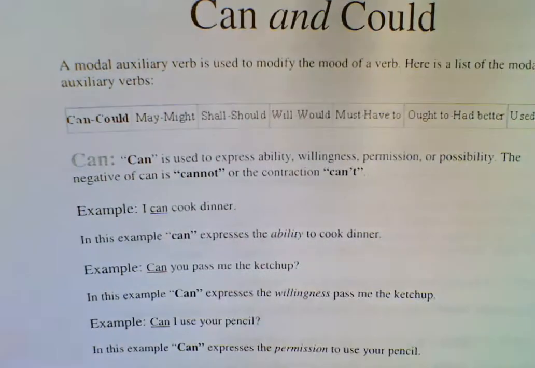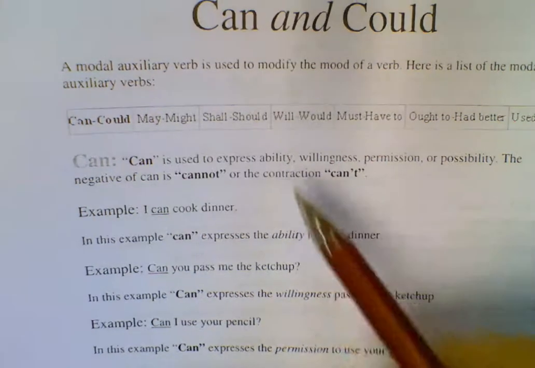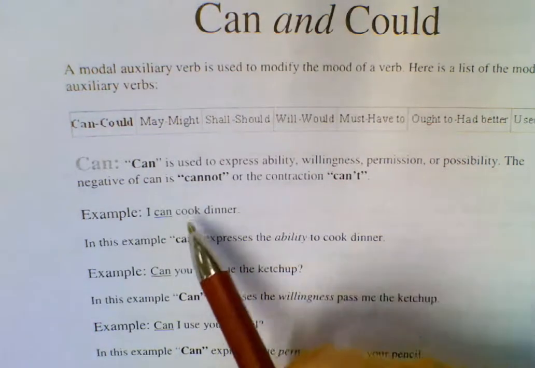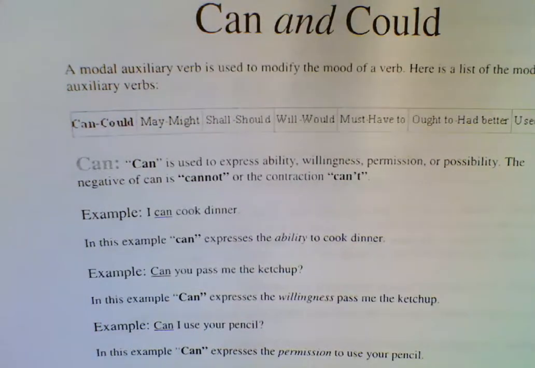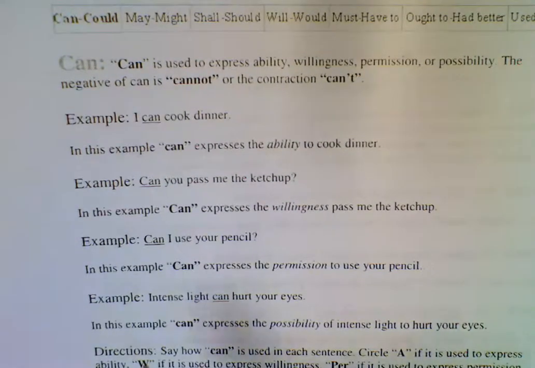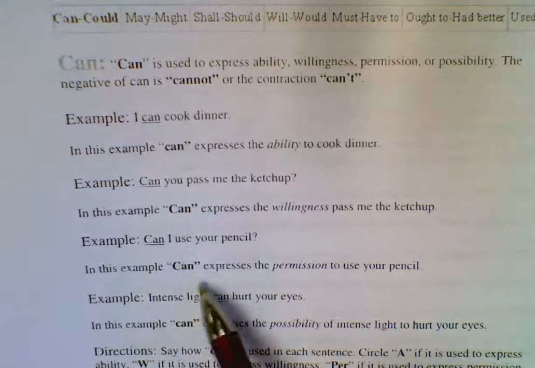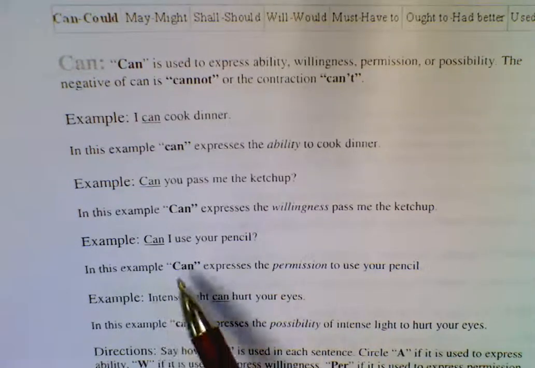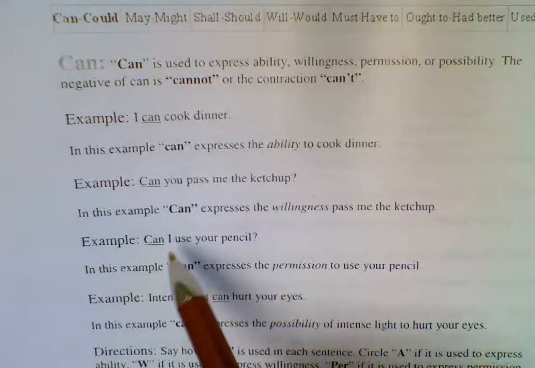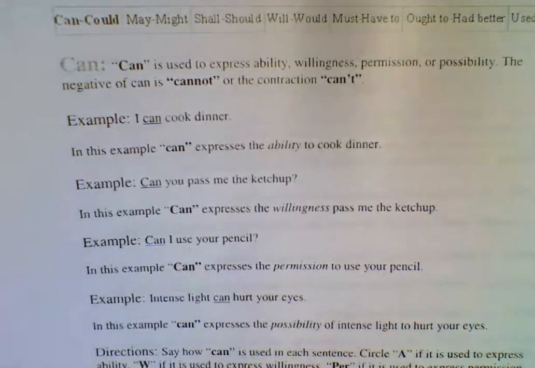So that changes the tense of cook. If I said I cannot cook dinner tonight, that means I'm either not able or not willing to cook dinner. So it changes the main action verb cook there. When you say, can you pass me the ketchup, do you have the willingness to pass me the ketchup? If you said, can I use your pencil, you're asking permission. And again, on a question, you've got to invert it, so it would be, I can use your pencil, if you were changing that to a statement. And can would be helping the main verb use there.